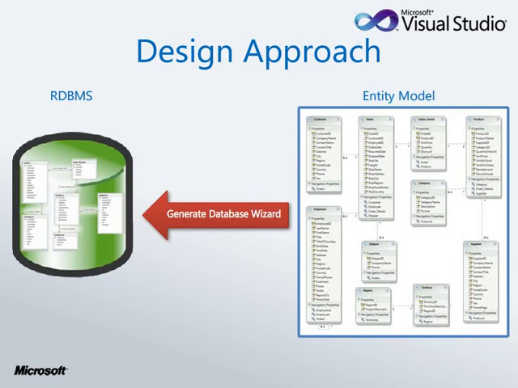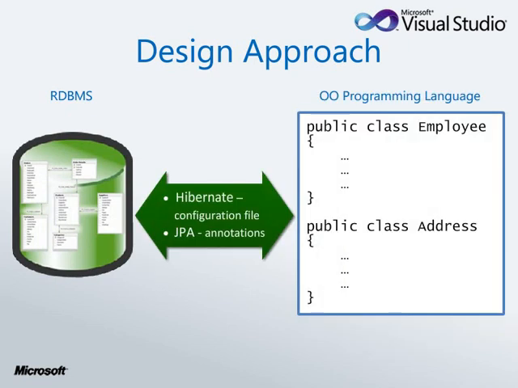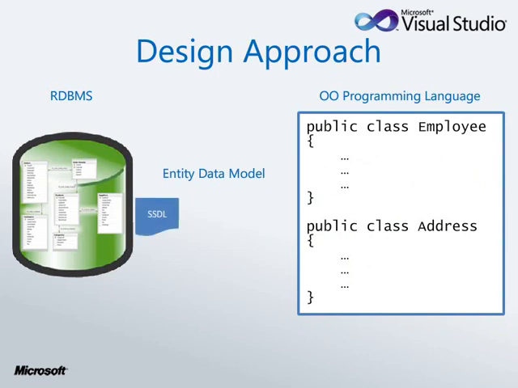You can contrast this approach with Hibernate, where you use a configuration file to define the mapping between the database and your data classes, or JPA, where you use annotations in your code. Whichever design approach you use, the Entity Framework always uses the three XML models, the store model, the conceptual model, and the mapping model, which makes it easy to understand your solution and which are easy to manipulate using the tools built into Visual Studio.